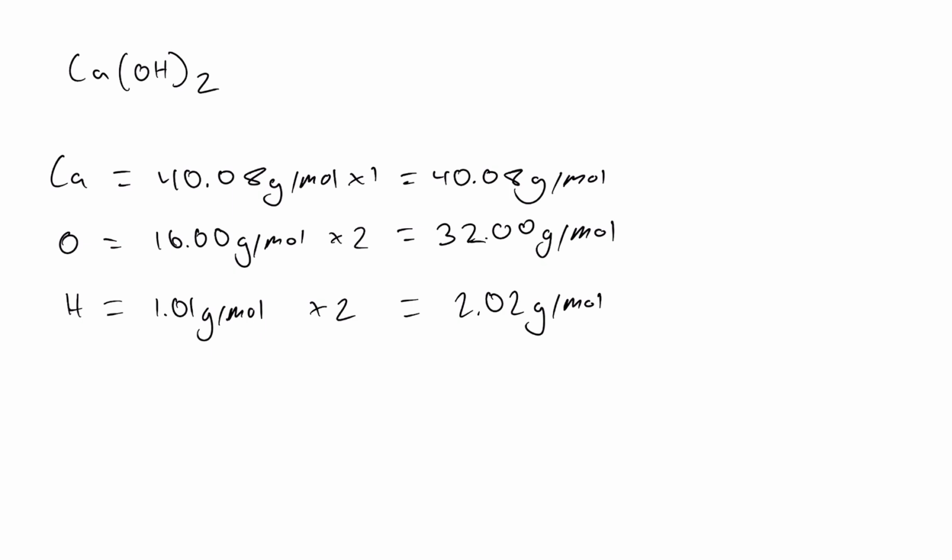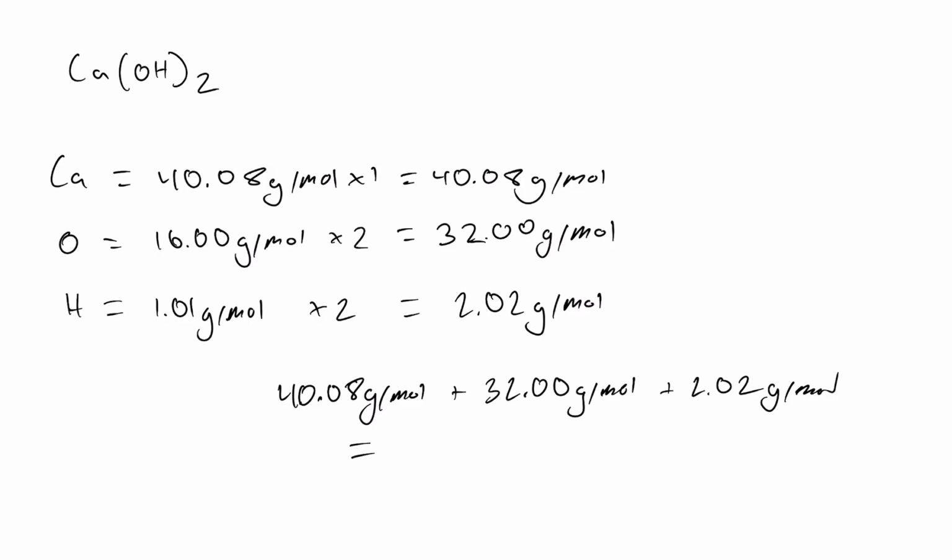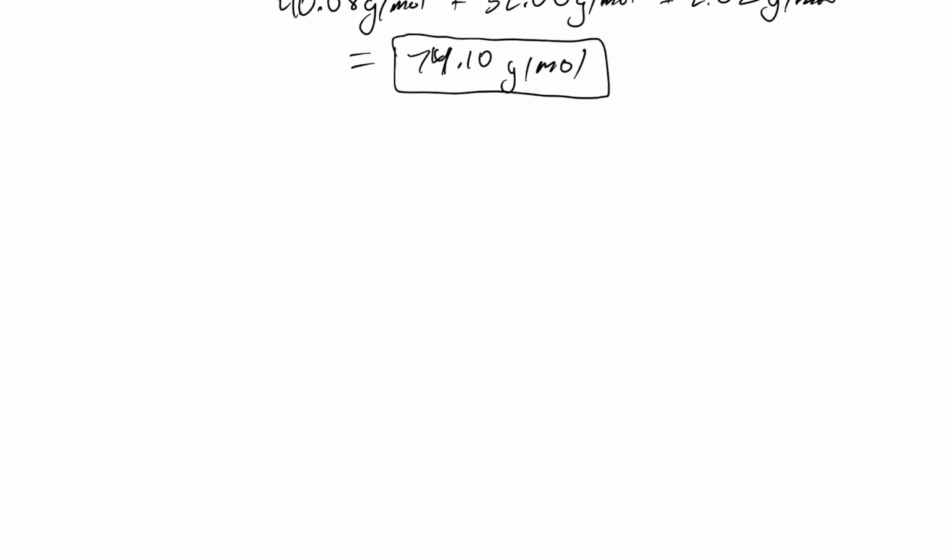And now when we add these three up, 40.08 grams per mole plus 32.00 grams per mole plus 2.02 grams per mole, we're left with 74.10 grams per mole. So the molar mass of calcium hydroxide is 74.10 grams per mole. Now I'll give you guys 3 problems to try on your own, and then we'll solve them together afterwards. But be sure to pause the video and try these on your own.